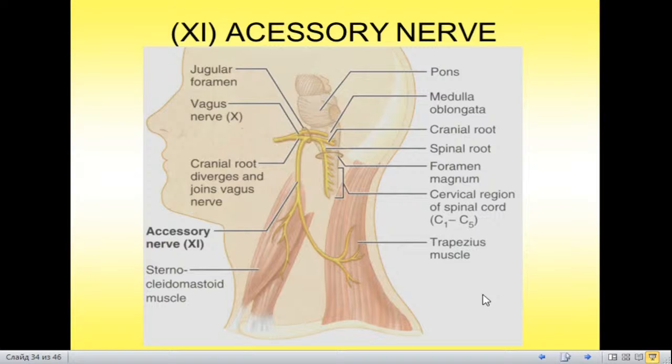Accessory nerve. It has two motor nuclei. One of them is common with 9th and 10th cranial nerve, nucleus ambiguus, and another one spinal nucleus. And actually this nerve, after exiting through foramen jugulare, divides into external and internal branches. Internal one joins and innervates muscles of pharynx and larynx. External branch goes to musculus sternocleidomastoideus and musculus trapezius.